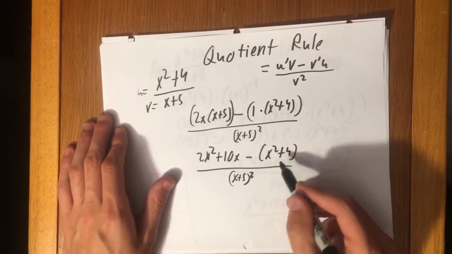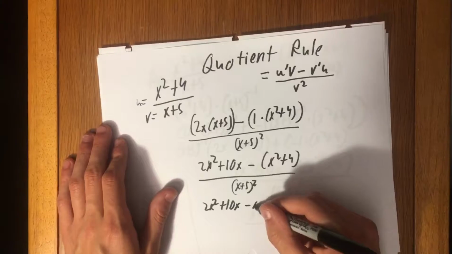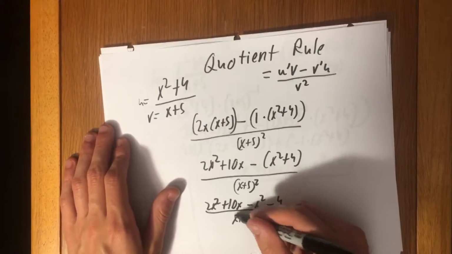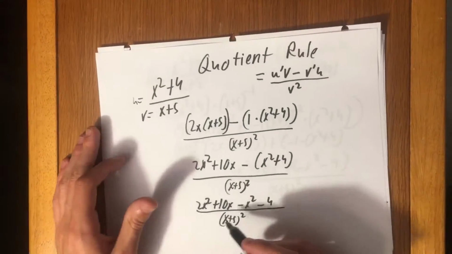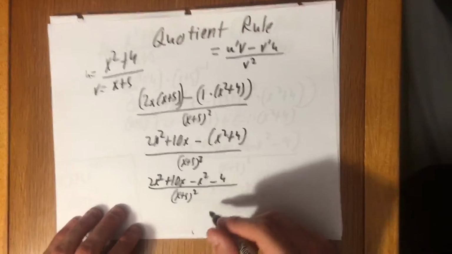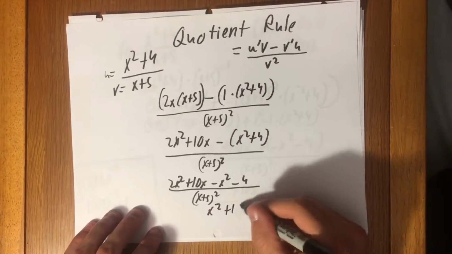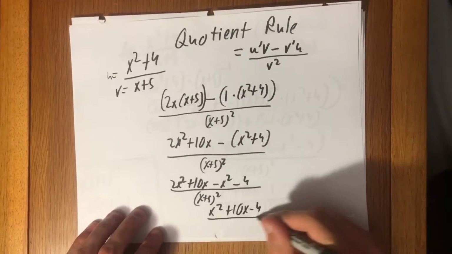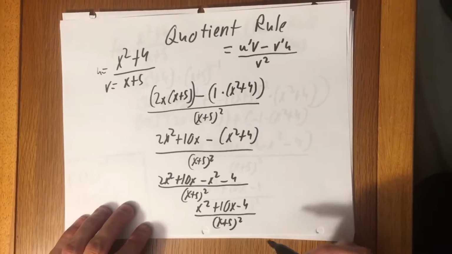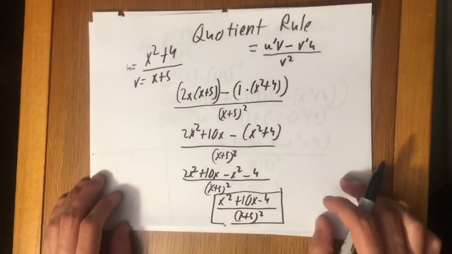So we distribute this negative, so we would have 2x squared plus 10x minus x squared minus 4 over (x plus 5) squared. And then we'll finally get to the final simplification to get x squared plus 10x minus 4 over (x plus 5) squared, and we do not need to simplify this any further. This will be our final answer.